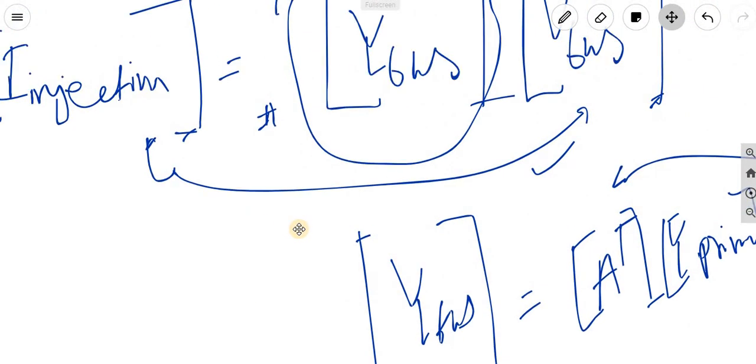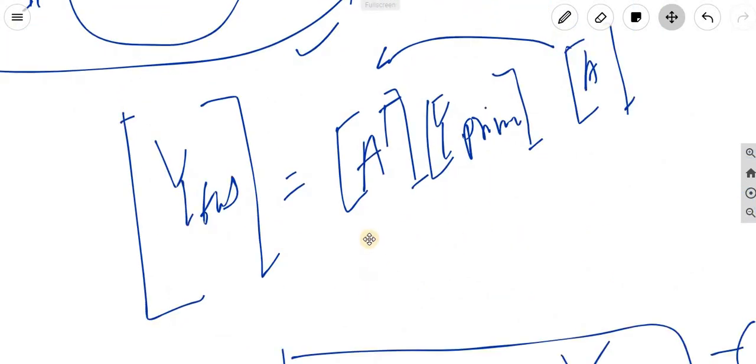So this is up to the singular transformation method. Okay.